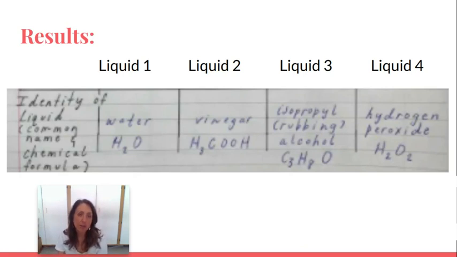After looking at all of that data and comparing it to your resource sheet, you should have found that liquid 1 was water, written H2O. Liquid 2 was vinegar, H3COOH. And liquid 3 was isopropyl alcohol, which is like rubbing alcohol, C3H8O. And liquid 4 was hydrogen peroxide, which is H2O2. So take a moment and check your results. If you didn't quite get it right, then you can fix those and think about what it is that maybe got mixed up.